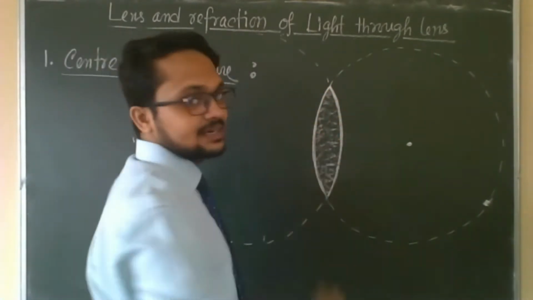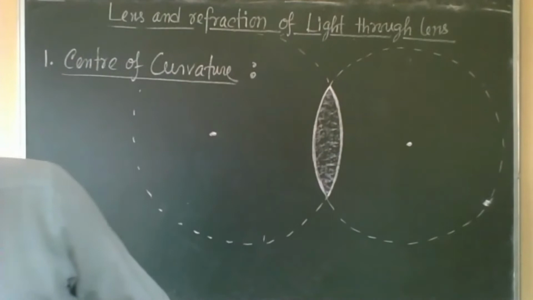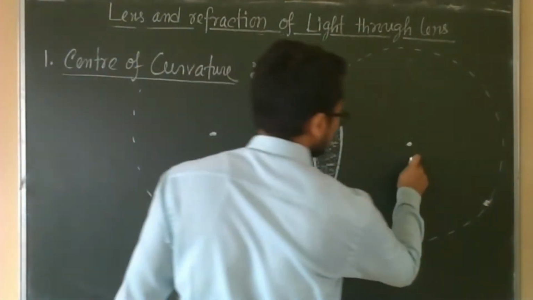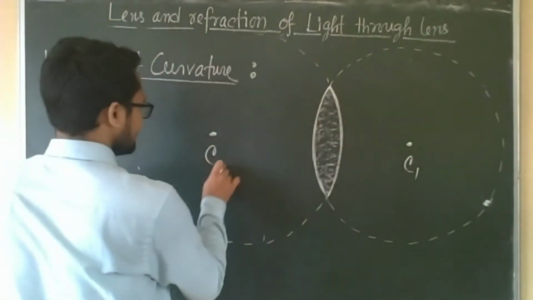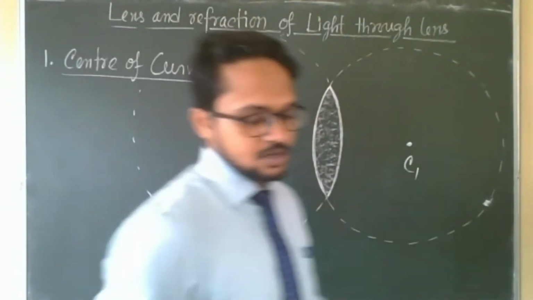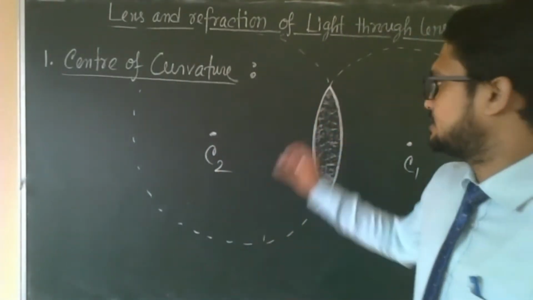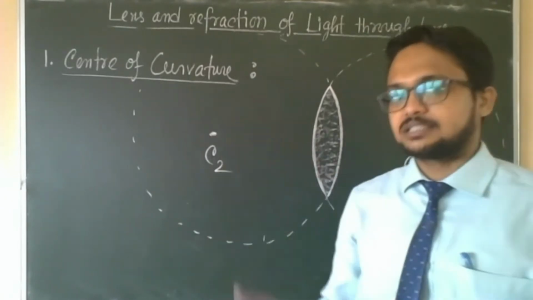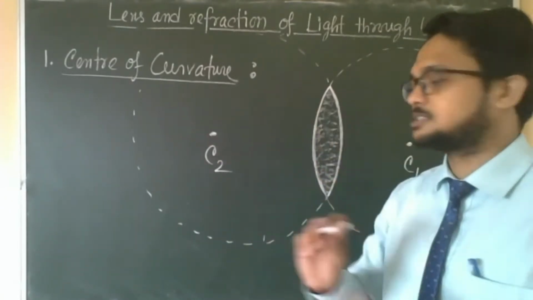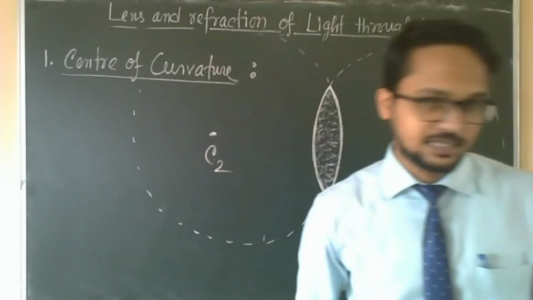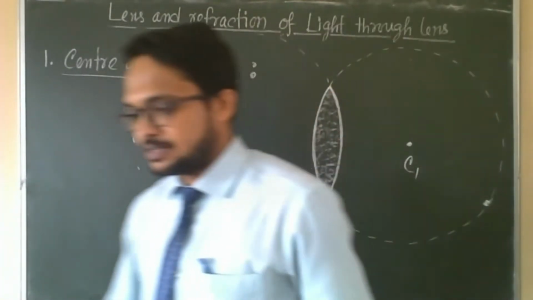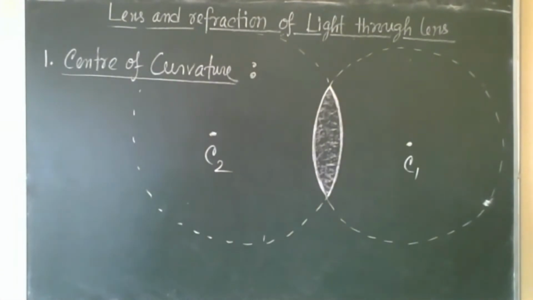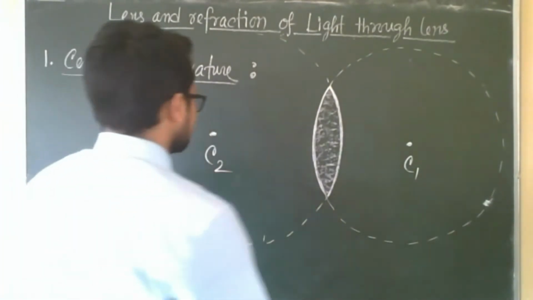These two centers are called centers of curvature, named C1 and C2 as given in the book. So the centers of the large spheres, of which each lens surface is a small part, are called centers of curvature. This is the first thing. Next comes radius of curvature.